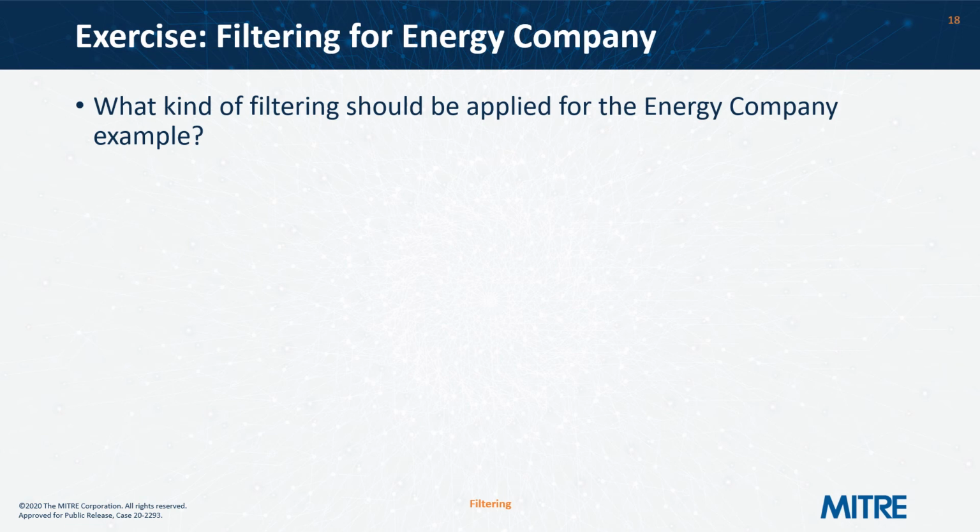Given this scenario, what should the power company consider in terms of time, terrain, and behavior when filtering down the TTPs, analytics, and data collection recommendations from the broader community? Pause the video and give this some thought.